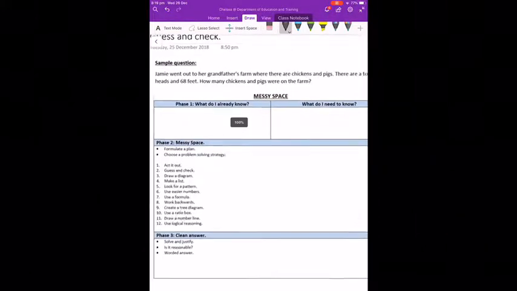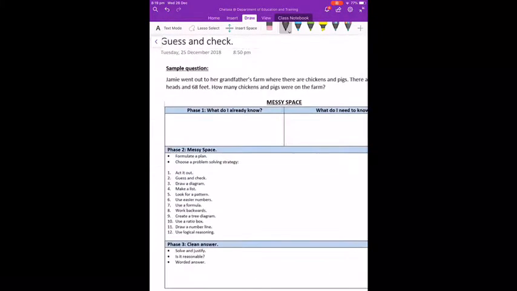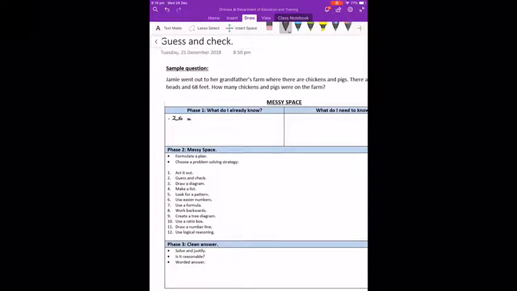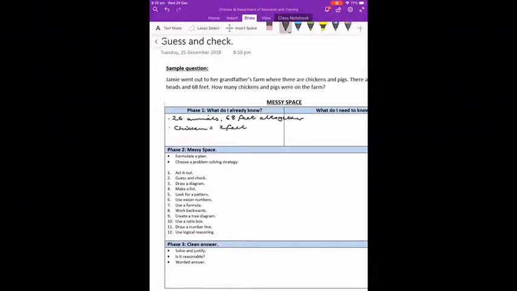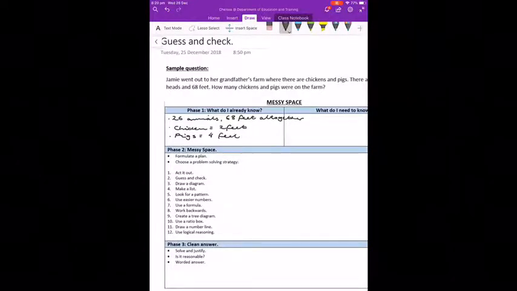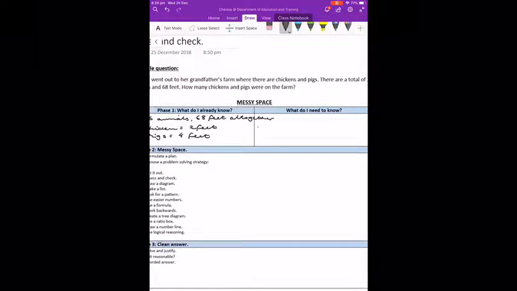So I'm going to start with phase 1. What do I already know? I already know that there are 26 animals, and I know that my solution must have 68 feet altogether. I also know that chickens have 2 feet, whereas pigs have 4. What do I need to know? I need to know how many chickens and pigs are there.